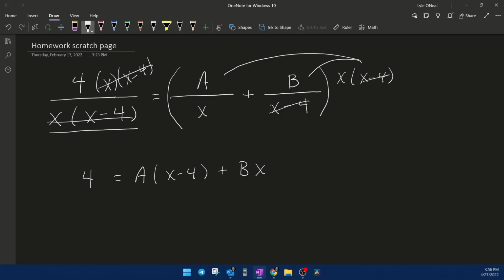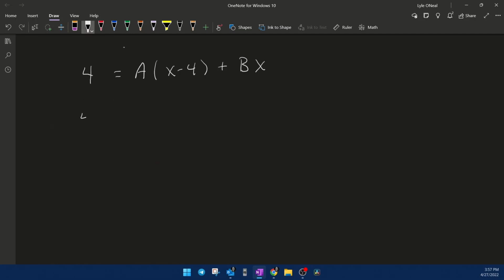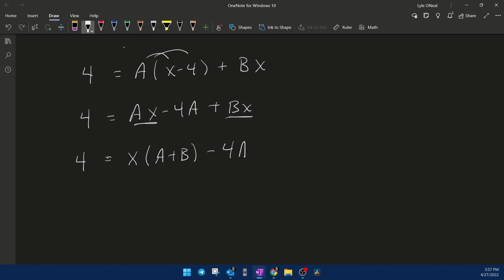And so now that we've gotten rid of the fractions, we should be able to simplify this equation some. All right, so what we're going to have is 4 equals, distributing a is going to give us ax minus 4a plus bx. And then notice I do have some like terms. I've got an ax and a bx. What I want to do for those like terms is factor out the x. And that will leave me a plus b times x minus 4a.